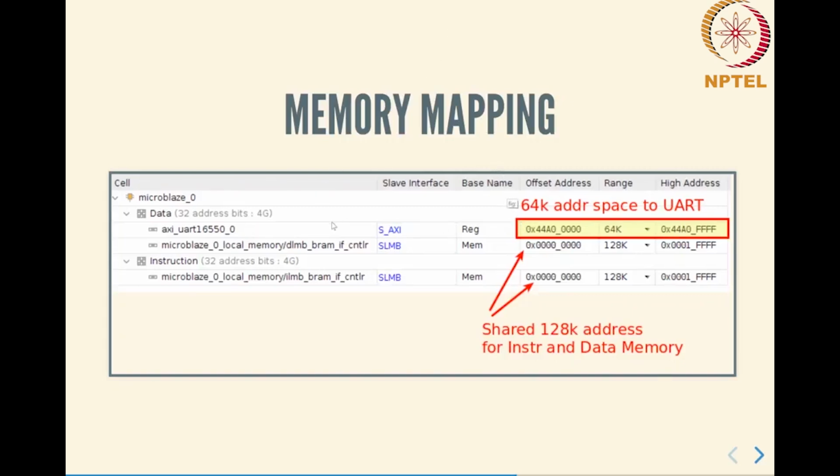And of course, what you can see over here is that single UART has also got an address space associated with it. There is an offset address, 44A00000, and a range of 64K addresses have been allotted to the UART, so that the high address basically becomes 44A0FFFF. Now 64K basically corresponds to roughly 65,000 addresses. Now, what do we use those addresses for?